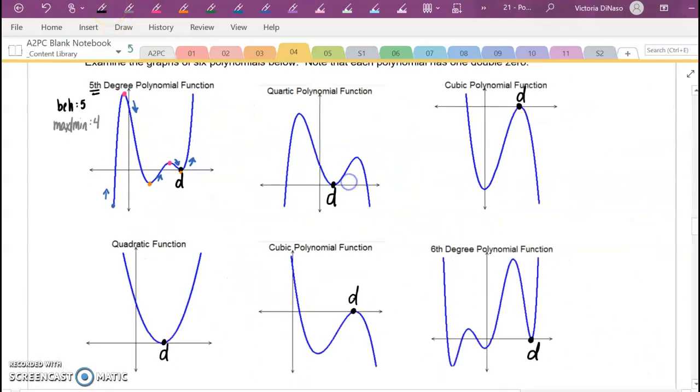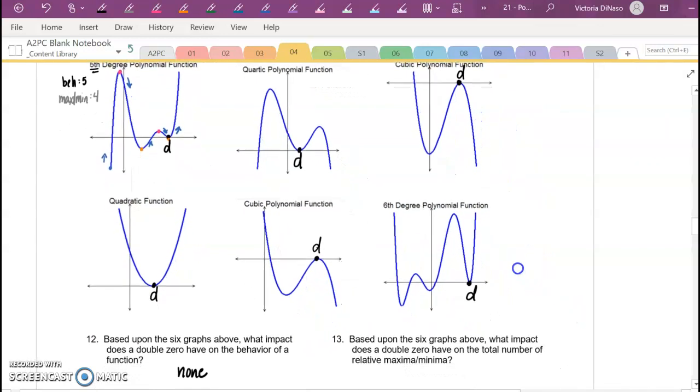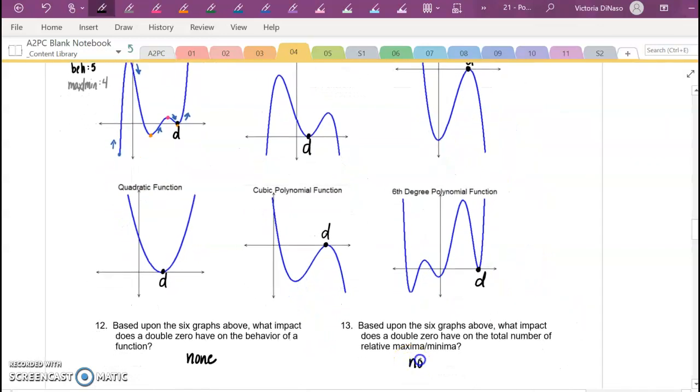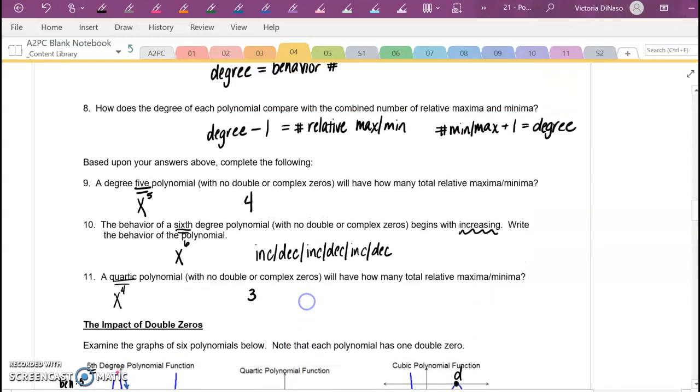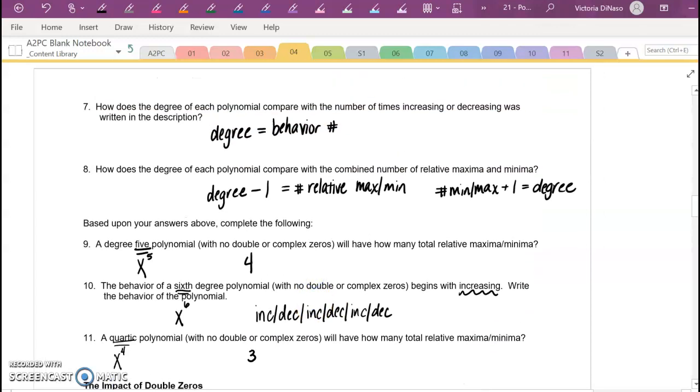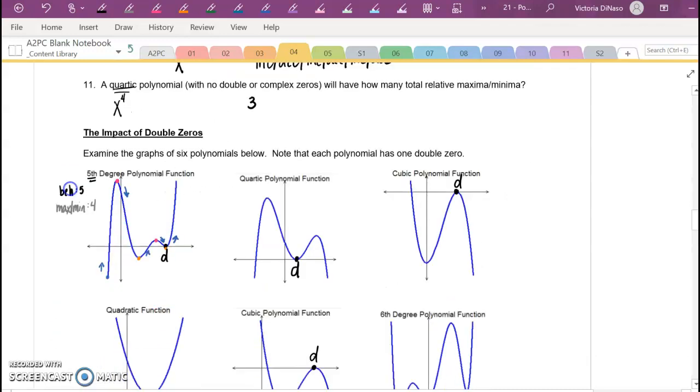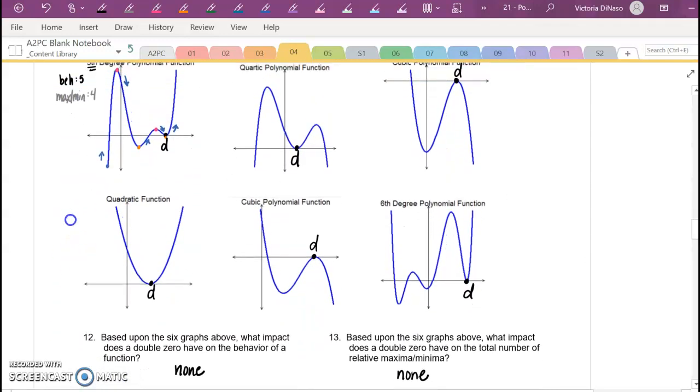So even though we have a double 0, it will have no impact on the number of relative maximas and minimas, even though there's a double 0 there. So we can still use the relationship between the degree and the behavior and the degree and the relative max and mins as a way of figuring out each function.